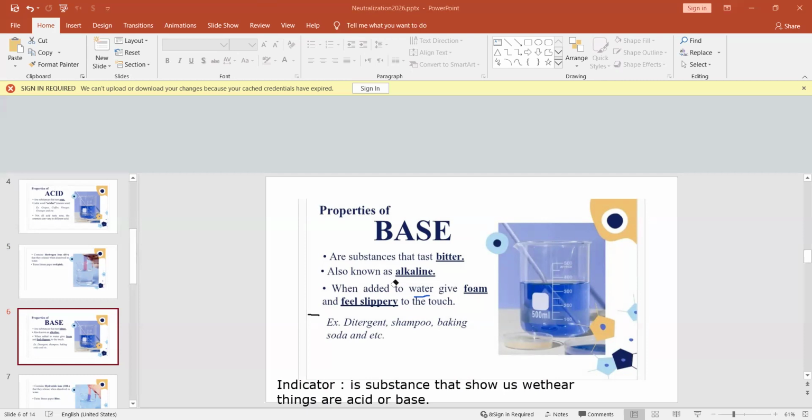Also, there's another name for the base. What do we call it? Alkaline. Then, examples of bases are detergent, shampoo, and baking soda.